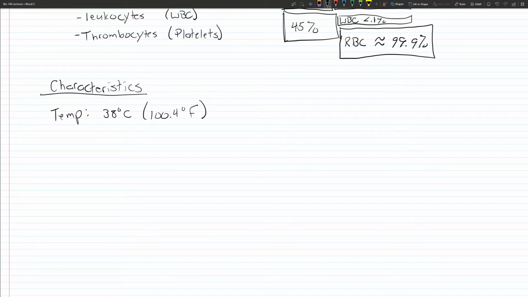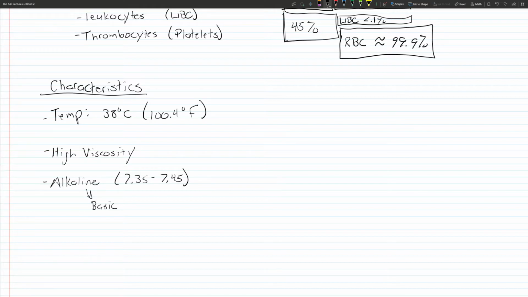Okay. Blood also has a high viscosity. And viscosity is nothing more than just a measure of how thick something is. Blood is thicker than water, so it's got a higher viscosity. Okay. Blood is alkaline. Okay. This is just a fancy way of saying basic. Okay. Remember, it's got a 7.35 to 7.45 pH.